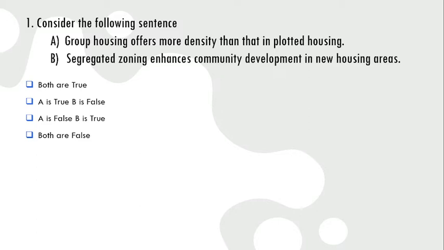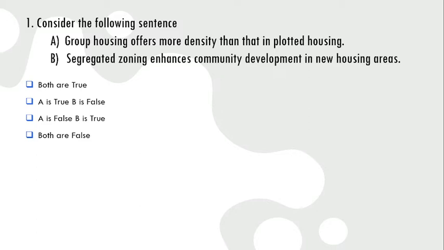The first one says both are true. The second is A is true, B is false. The third says vice versa, that is, A is false and B is true. And the fourth is both are false. So let us examine both statements first. The first one is: group housing offers more density than plotted housing.